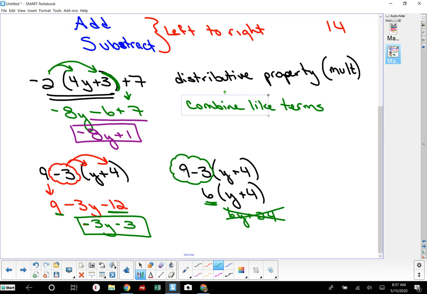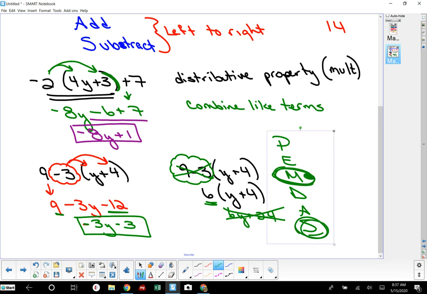And it's not the answer because the first step was incorrect, because you didn't follow Please Excuse My Dear Aunt Sally, where it clearly says you multiply before you subtract. Okay, this has to happen first. So remember the order of operations when you work through these problems. Okay, the next problem.